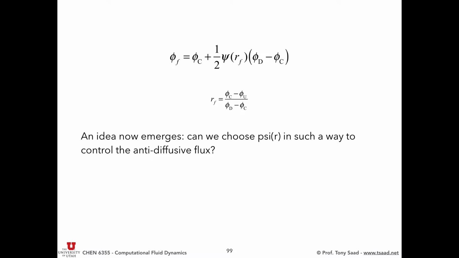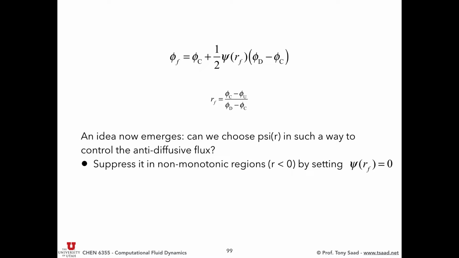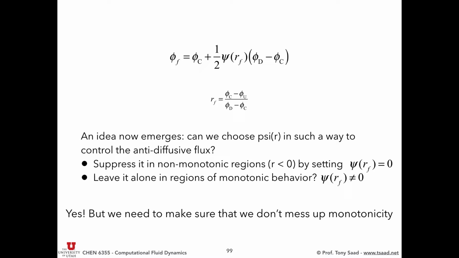So that's the question. In other words, we want to suppress the anti-diffusive flux in non-monotonic regions or regions of high gradients, or in other words, when R is negative, and we're going to set psi of R equal to 0 there. So you set that to 0, then you recover upwind. And we're going to leave it alone in regions of monotonic behavior. Now, how do we choose this in regions of monotonic behavior? Well, we're going to learn how to do that. Okay. So yes, we can do that.